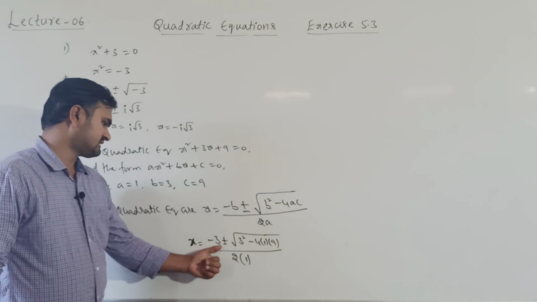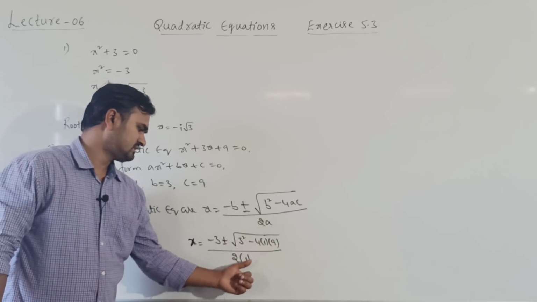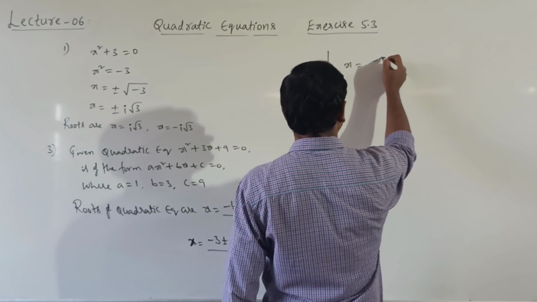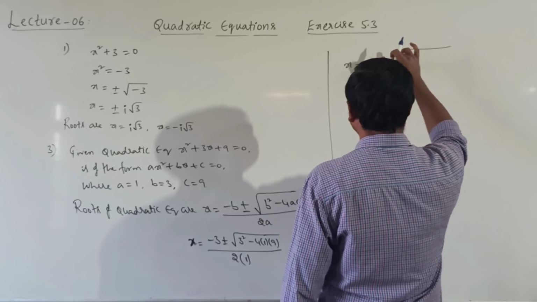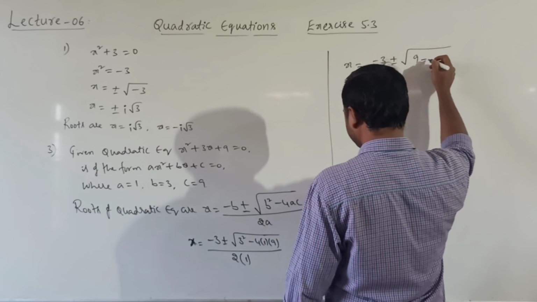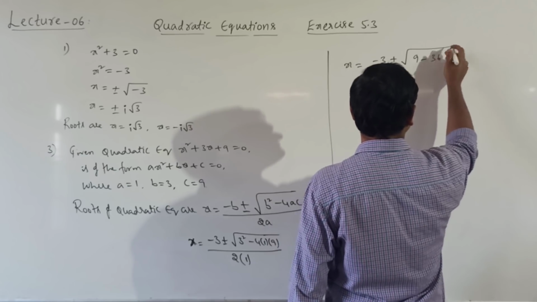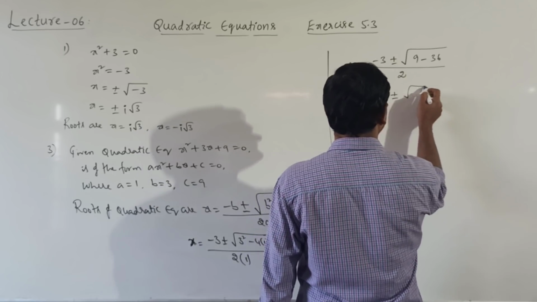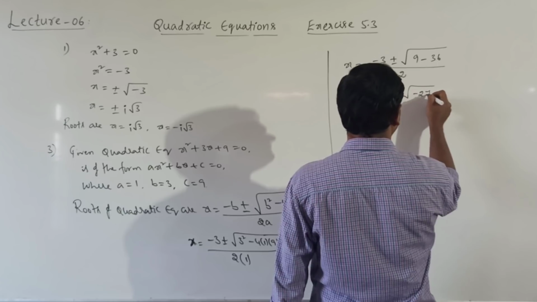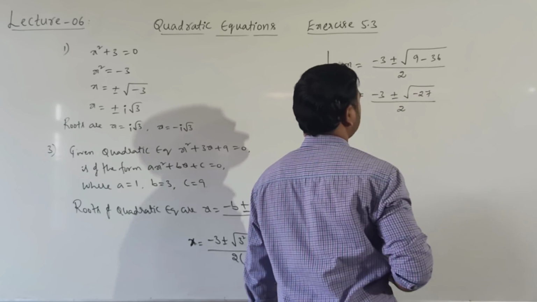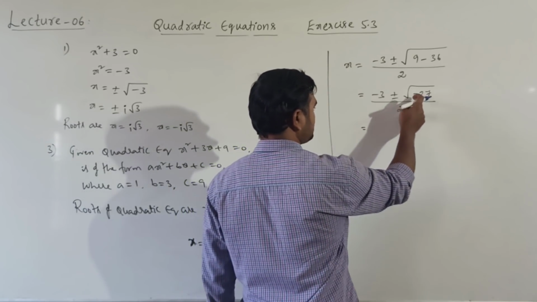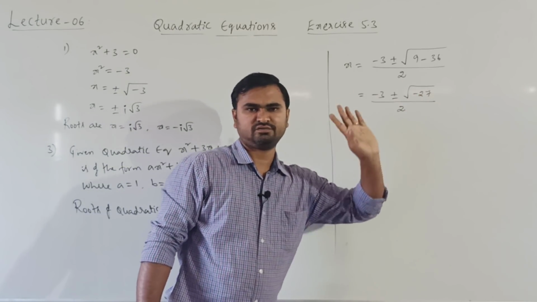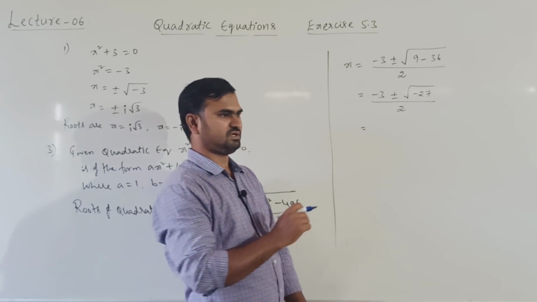Minus b plus or minus root of b square minus 4ac divided by 2a. So solve this. x equal to minus 3 plus or minus root of 3 square is 9 minus 4 nines are 36, divided by 2 into 1 is 2. So minus 3 plus or minus root of 9 minus 36 is minus 27, divided by 2. Now what is the square root of minus 27? Square root of minus 27 we know is i root 27. Roots are imaginary here, they are not real.